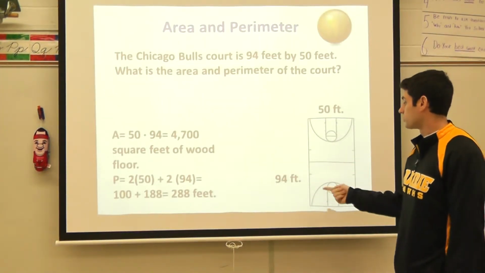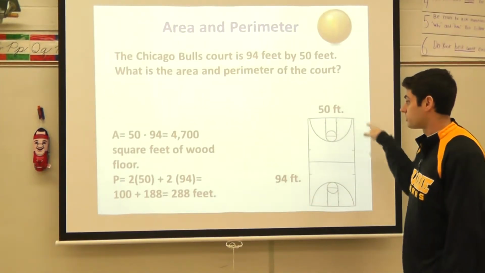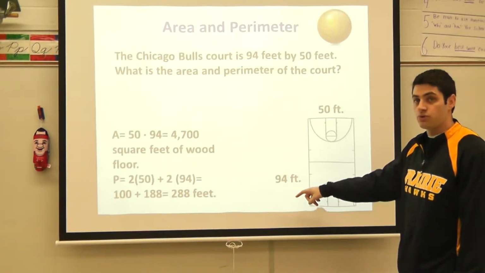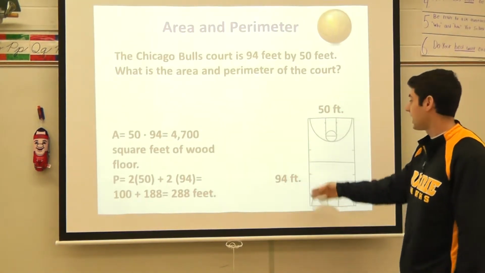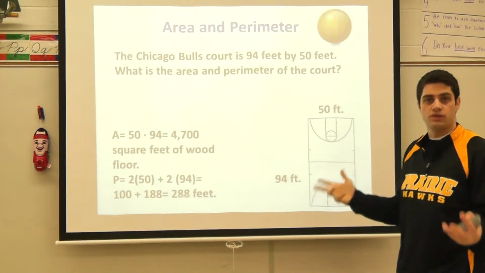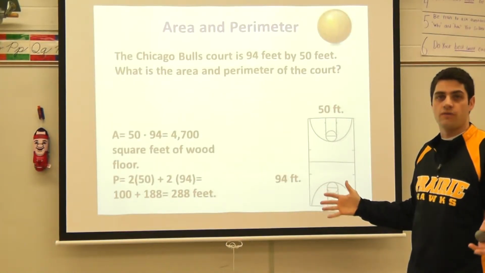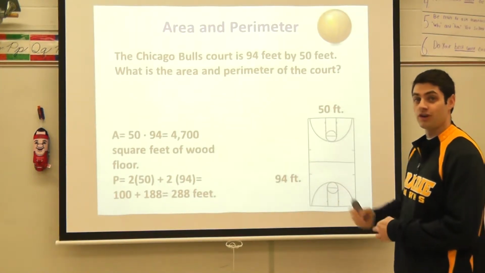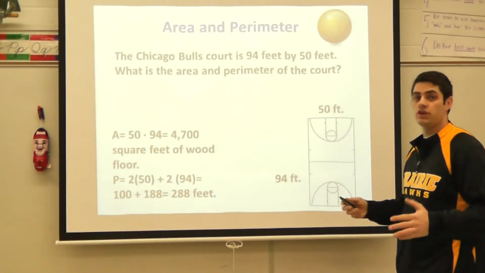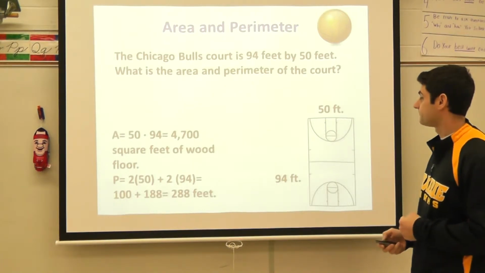So again, the workers would need to know, well, if our perimeter is 288 feet, we're going to need 288 feet worth of fencing or some type of barricade to put around the outside of the court to protect the players, the coaches, the referees, and everyone that's there. So there's where they're going to use that area and perimeter with this sport to help keep people safe.